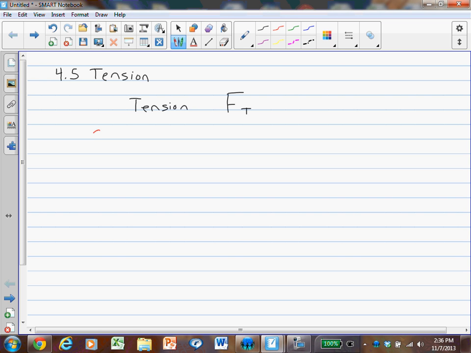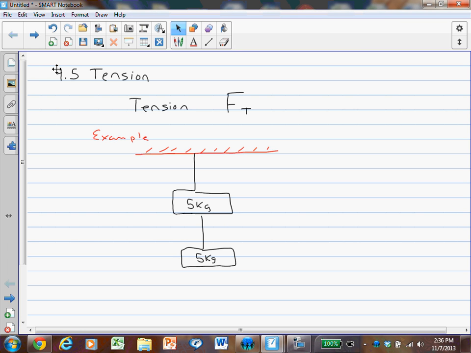So here's an example. Say we had a ceiling like this, and then it went down to a 5 kilogram block hanging from that ceiling, and then another 5 kilogram block hanging below that one. We could ask ourselves, what's the tension in the ropes in a couple of different spots? Let's look at one right here. We'll do the free body diagram for that.